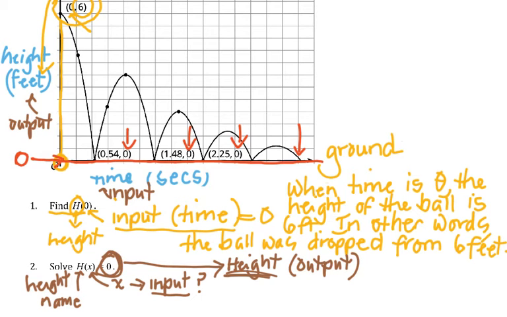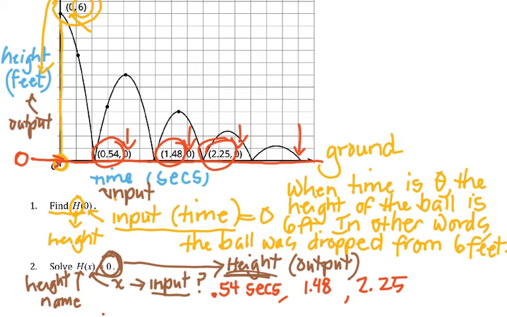So what is the time? 0.54 or 54 seconds, because remember we're reading it in seconds. When else? Right here, 1.48. Right here, 2.25. So 0.54 seconds, 1.48, 2.25. So right there are three values.